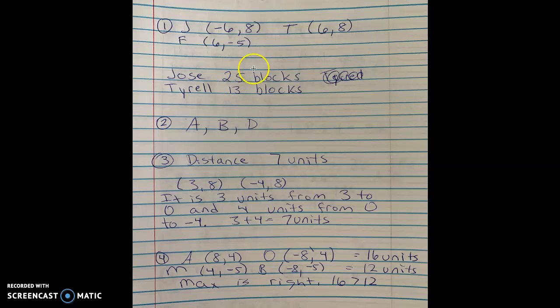Jose has to walk 25 blocks because he's got to walk 12 just to get from his house to Tyrell's house, and then he's got to walk 13 to get from Tyrell's house to the football field. Tyrell is only 13 blocks because you're going from +8 to -5, so it's 8 units to 0 plus 5 units to -5, which is 13 units total. For number 2, A, B, and D are all 10 units apart.